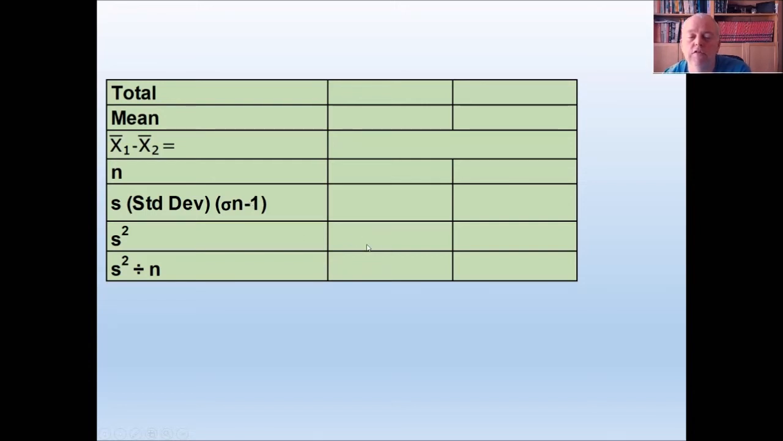Then we're looking at the square of that value, and you're going to take the variance and divide by n. So hopefully you can complete that table. So if you pause it there and see if you can complete that missing data. Okay, hopefully you've managed to do that.